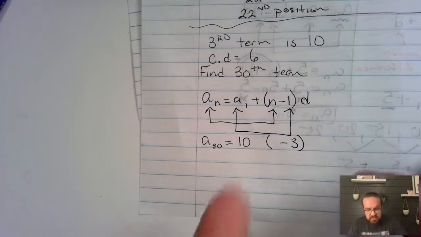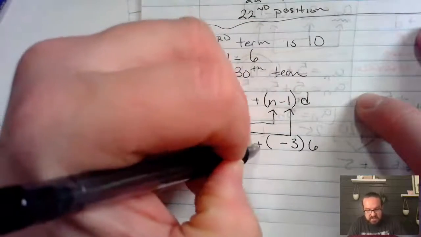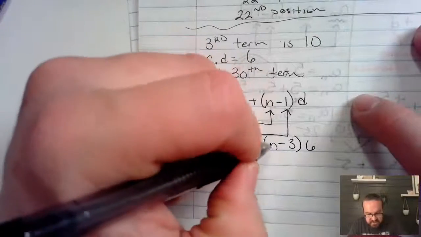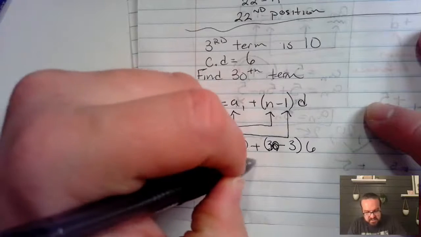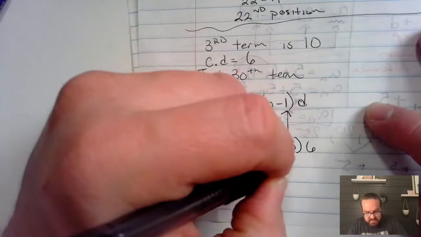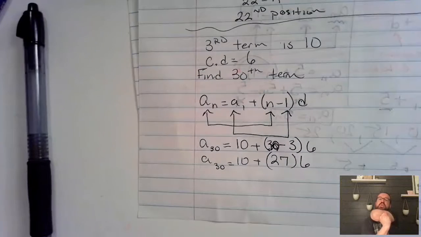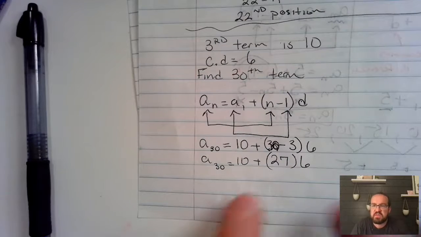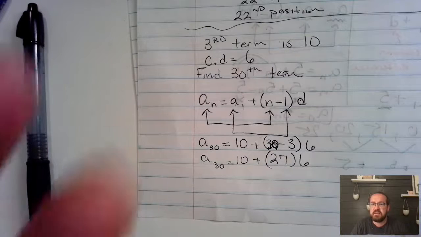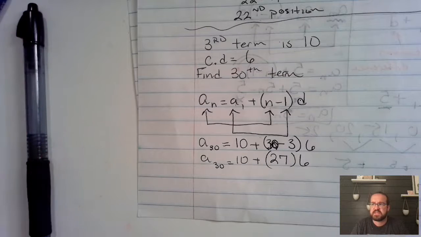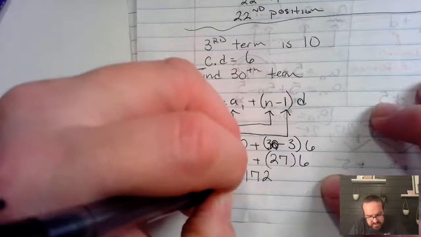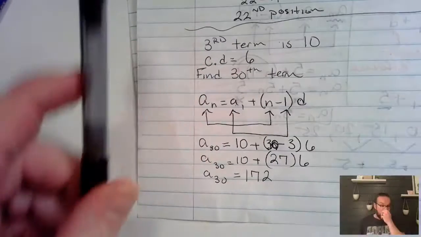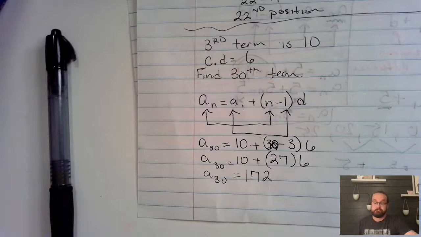All right. I still know my common difference is 6. So I could find the 30th position. The answer for the 30th term is really just 10 plus 27 times 6. Well, if I think about this, 27 is really close to 30, so 30 times 6 is 180. I've got to take 3 sets of 6s away, so 180 minus 18 is 162. 162 plus 10, that's 172. So my answer for my 30th position is just 172.